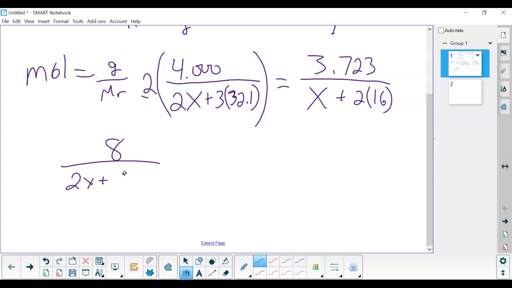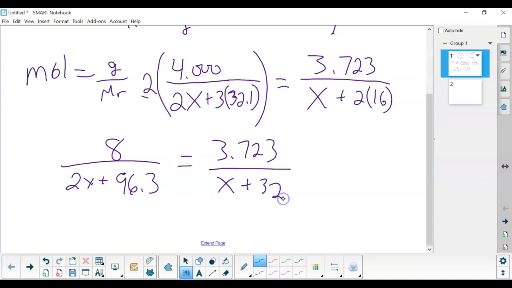96.1, or you can leave it that way, so 96.3 should equal 3.723 over x plus 32.